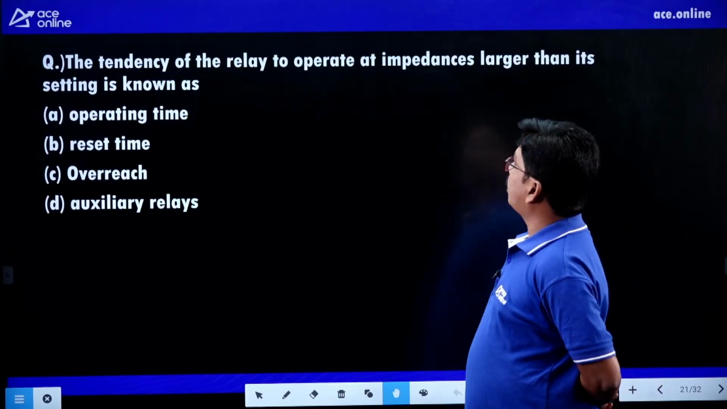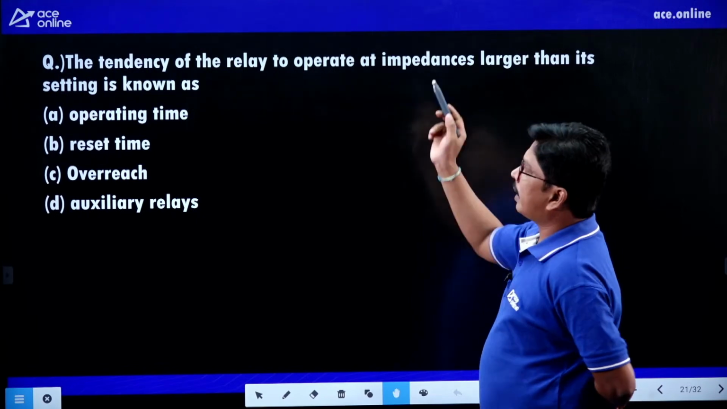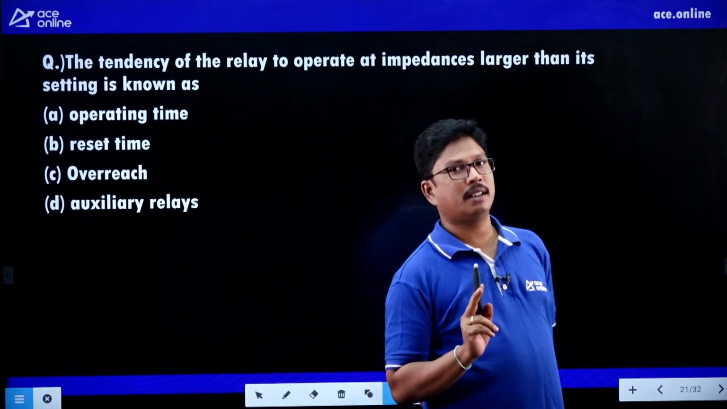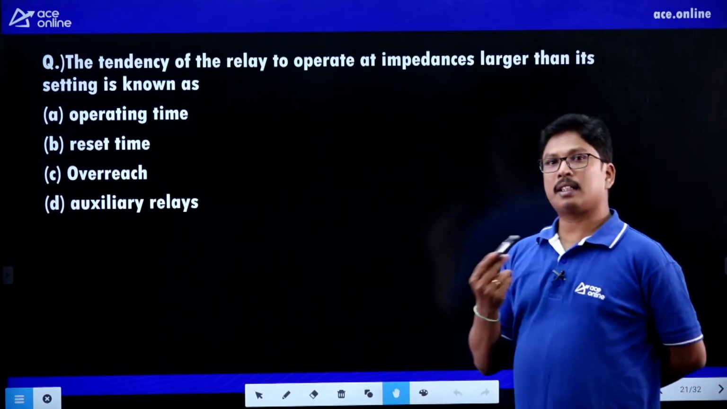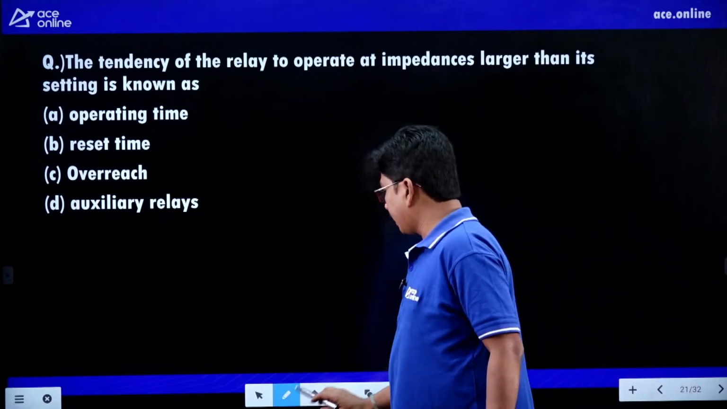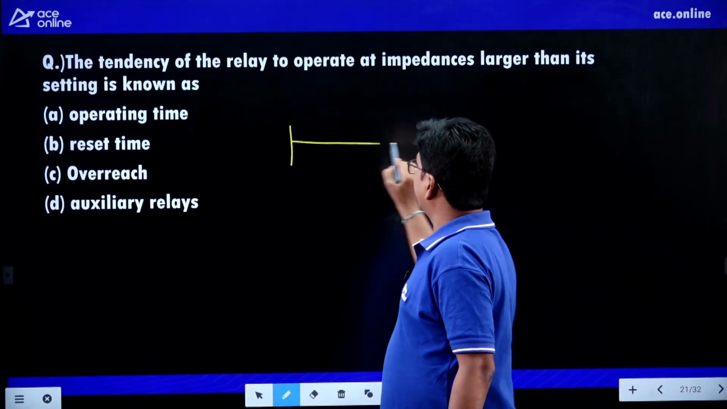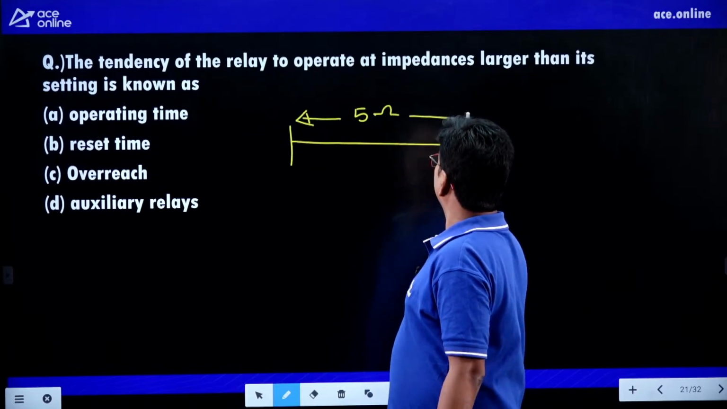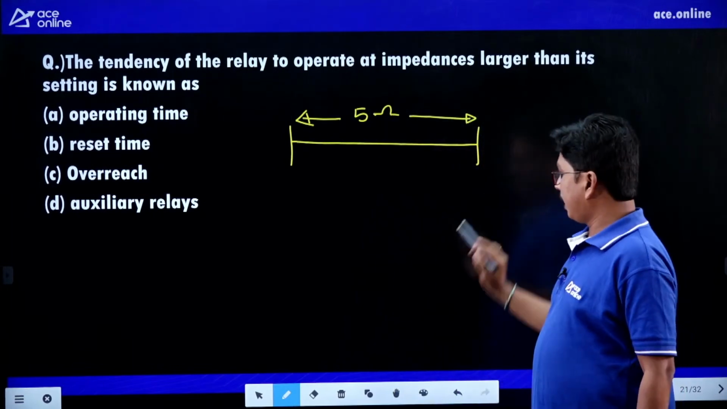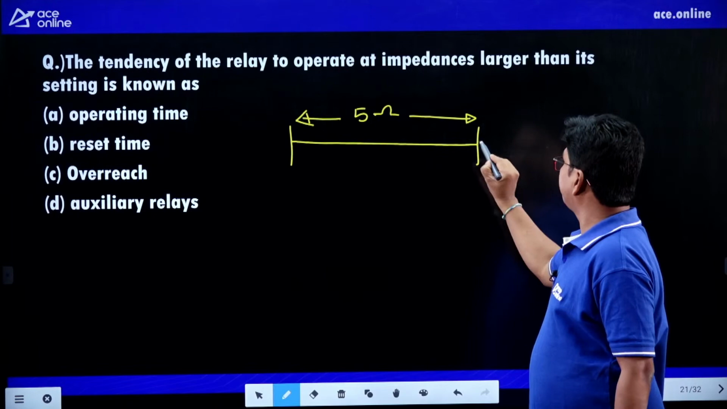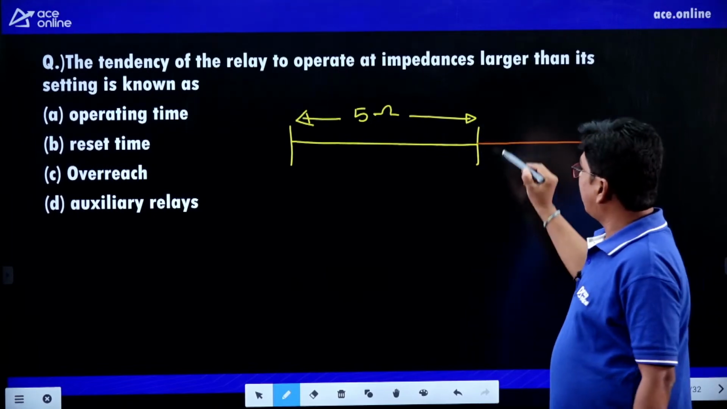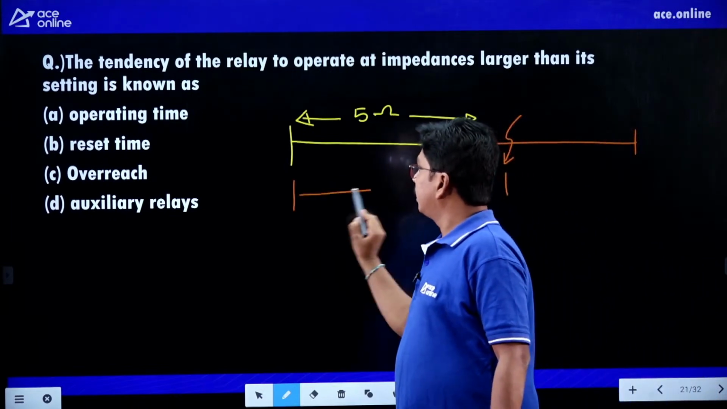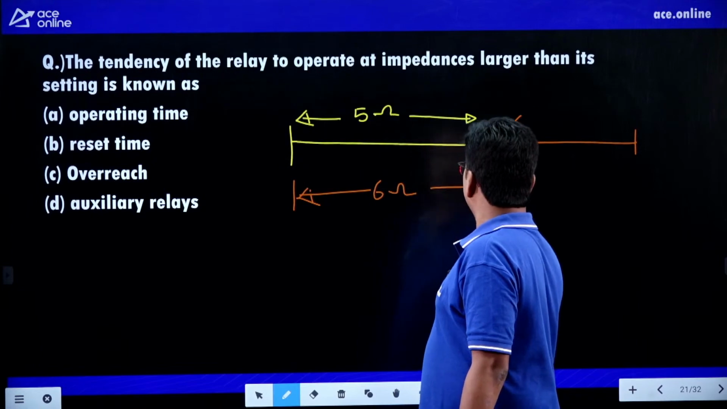The tendency of the relay to operate at impedances larger than its setting. The relay is going to operate for impedances larger than its set impedance. Just check here. This is the transmission line we are having. The line impedance is 5 ohms, that is the set impedance. Here we have an extra transmission line, and the fault occurred here. The impedance from here to here is some 6 ohms.